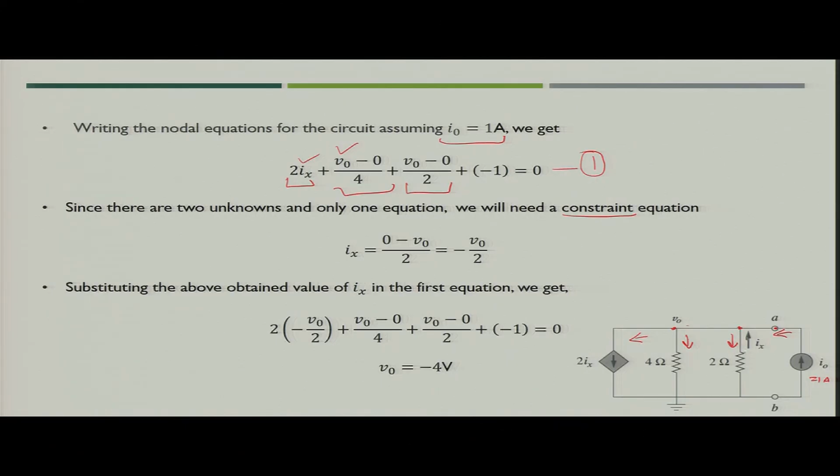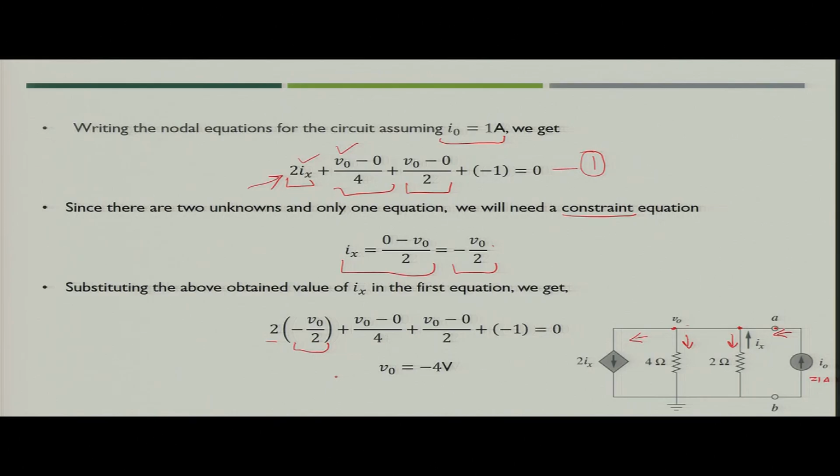Now, if you see the value of I x is nothing but minus of V naught by 2, because the direction of I x is opposite to natural flow of current if voltage V naught is having higher potential than the reference. So, in this way this will become minus of V naught by 2. So, what we can do? We can simply put the value of I x in this equation. So, finally, when you put this value here, you will have only V naught as an unknown in this equation.